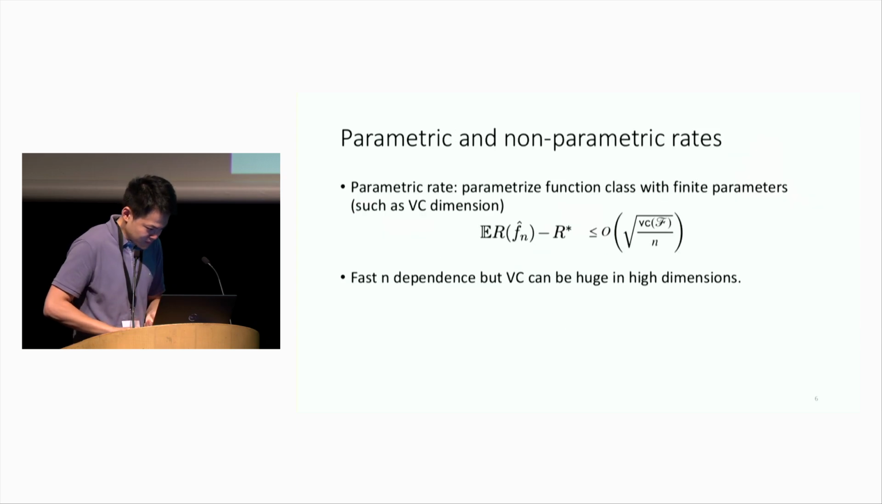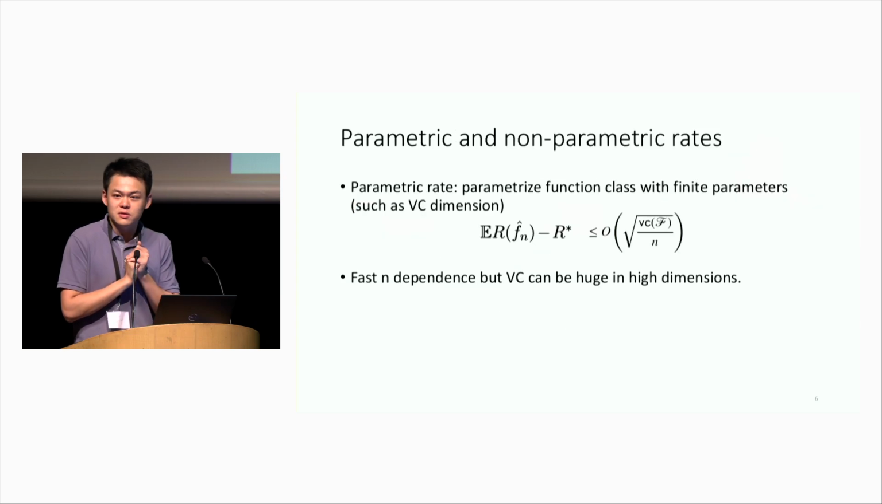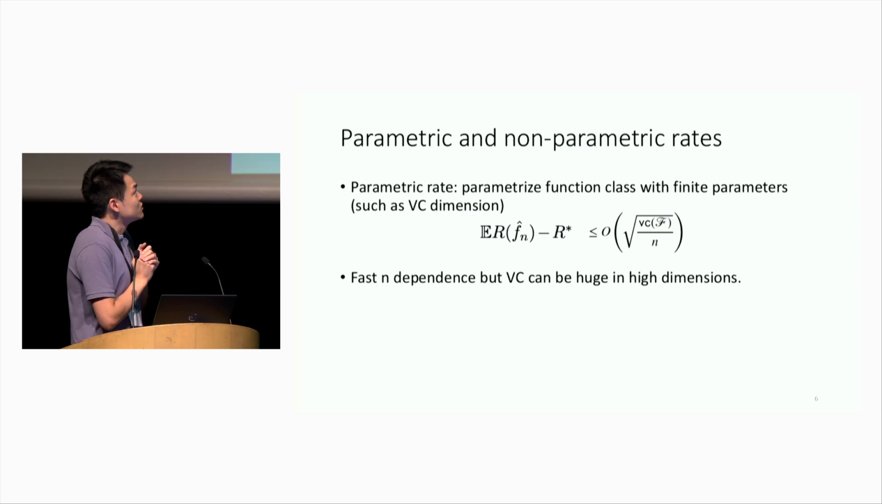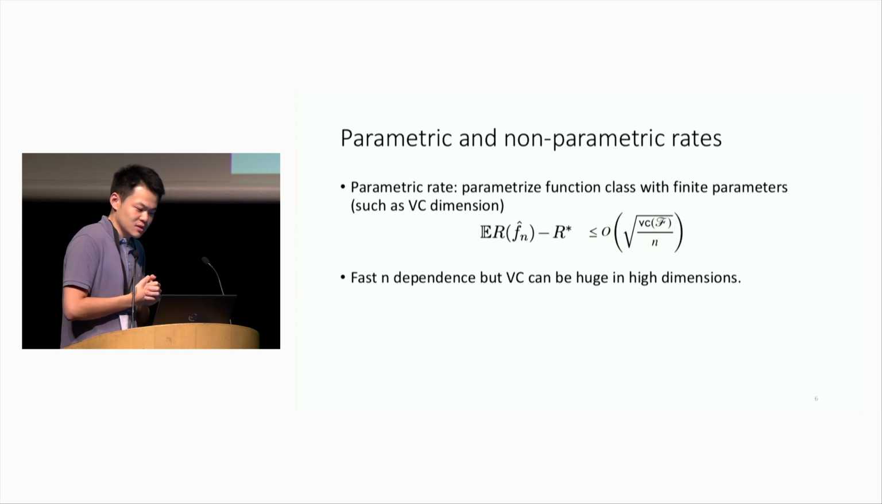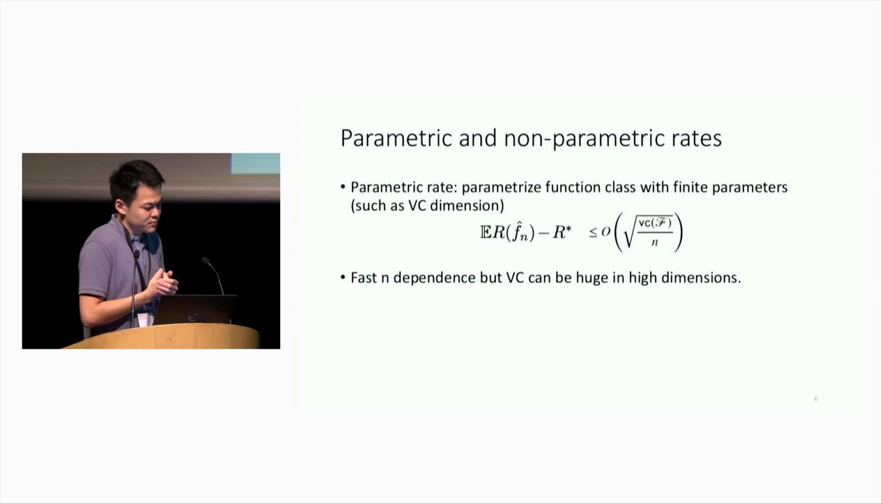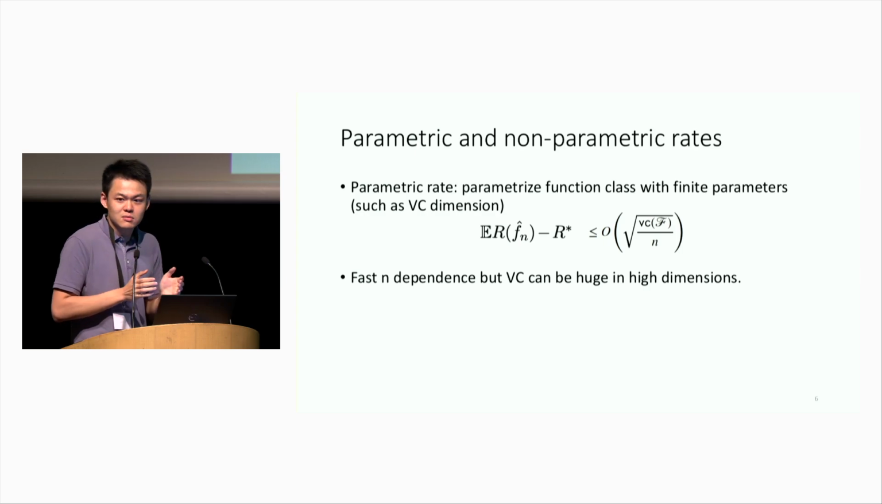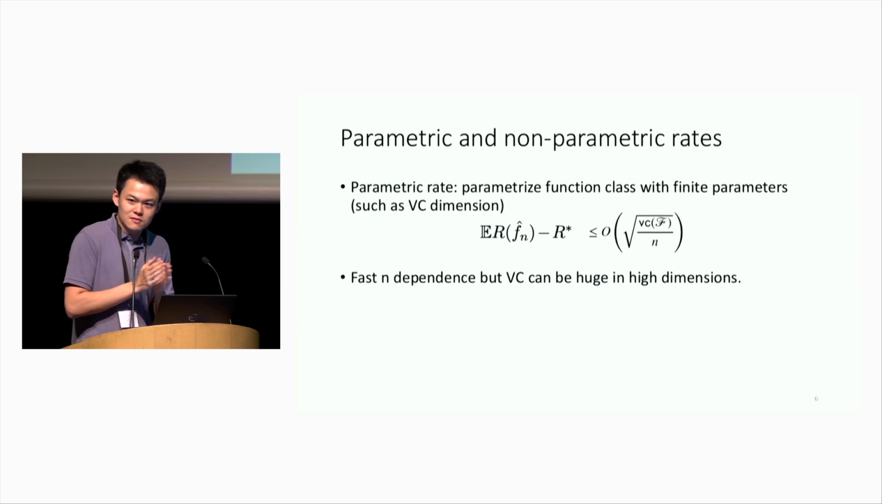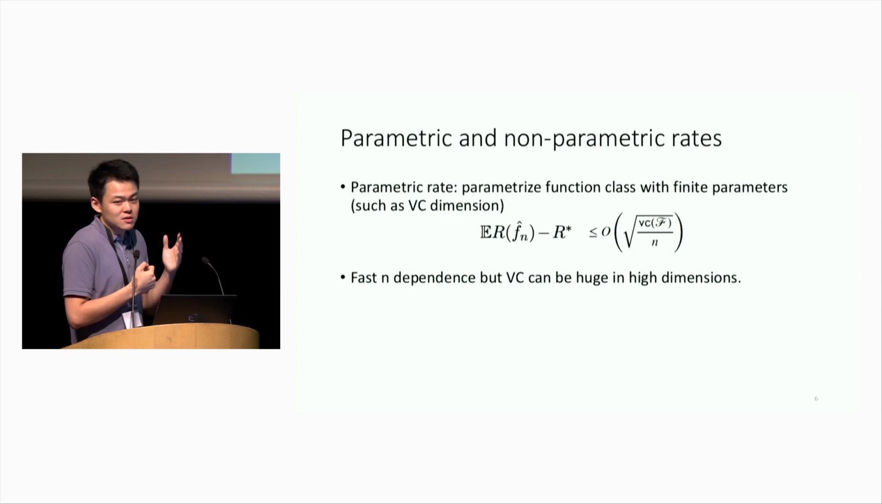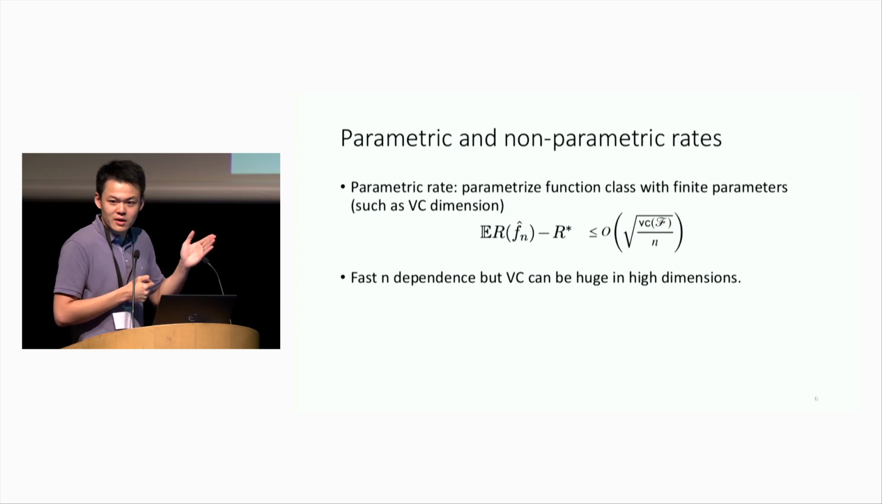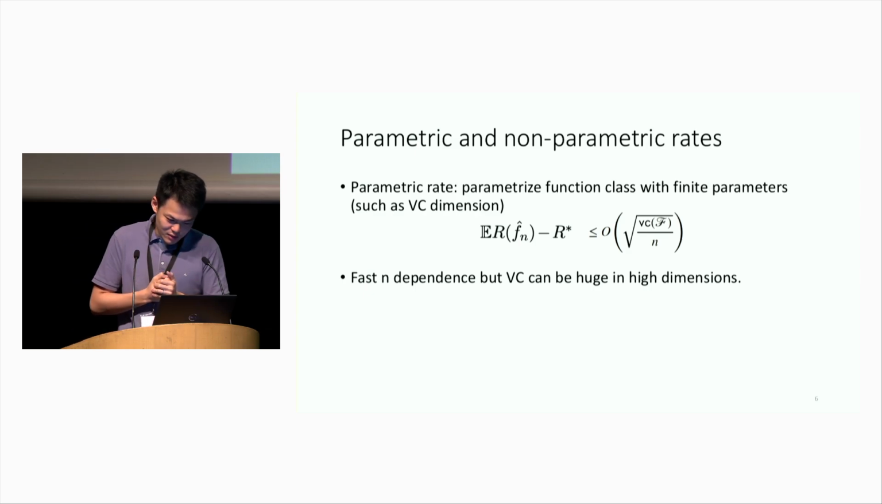In standard statistical learning, there are two types of rates. One is called the parametric rate, and one very canonical example is VC dimension. Parametric rate says that if I have a limited function class, in the sense that it has a finite number of parameters, for example, then we can have very fast convergence. The dependence on n is polynomial, and the exponent is either 1/2 or 1, so it does not depend on the dimension. This is what we call the parametric rate.